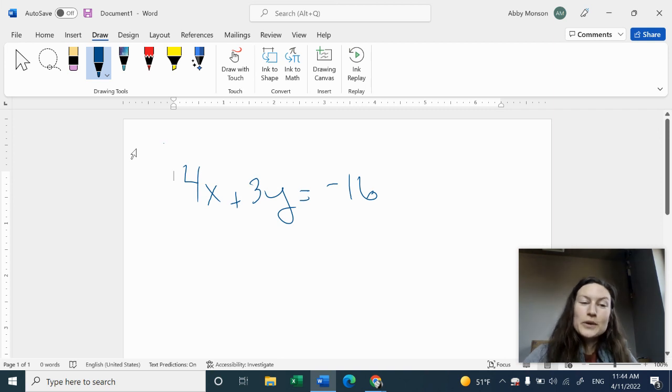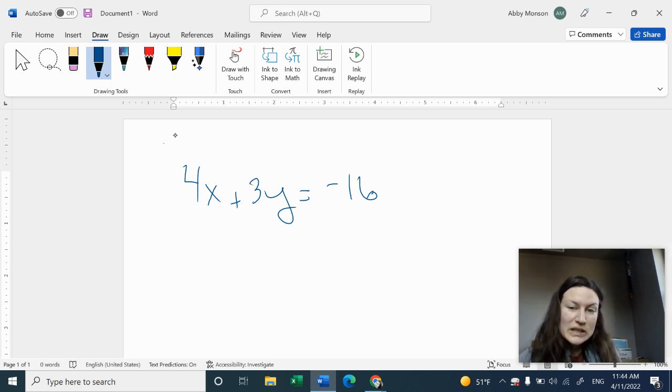Hi, in this video, I'm going to show you how to convert a linear equation in standard form to slope-intercept form, which means that we need to get it so it looks like y equals mx plus b, where we have a slope for m and a y-intercept for b.